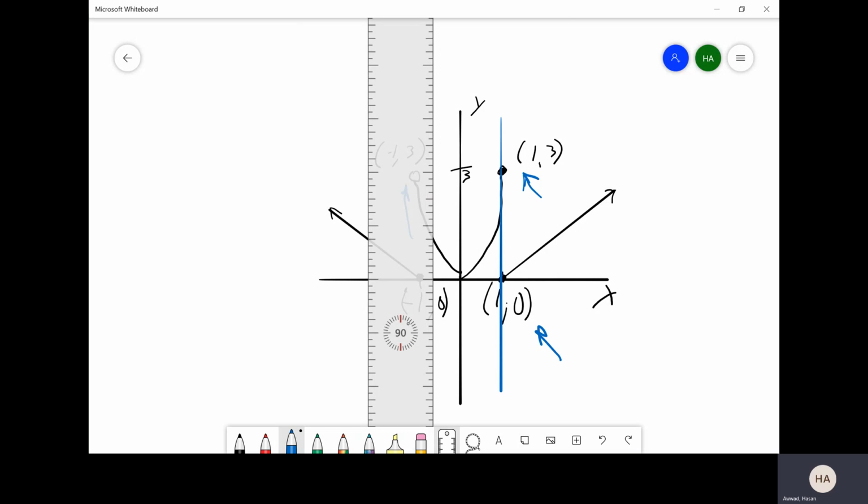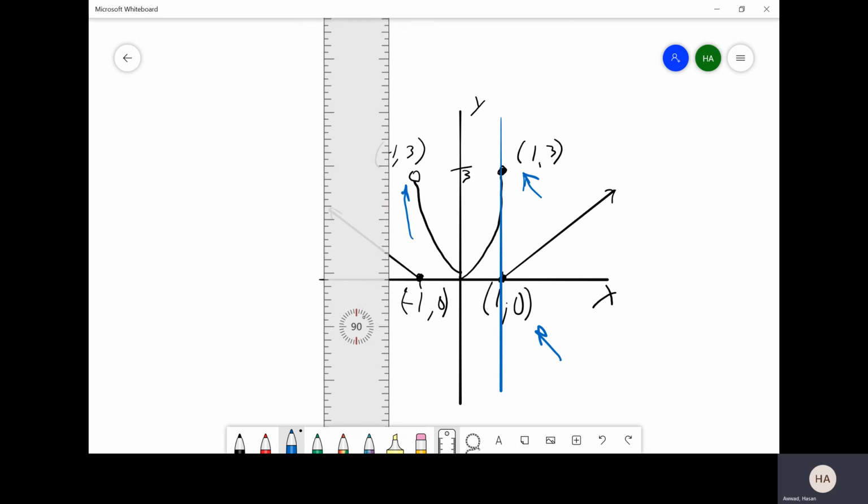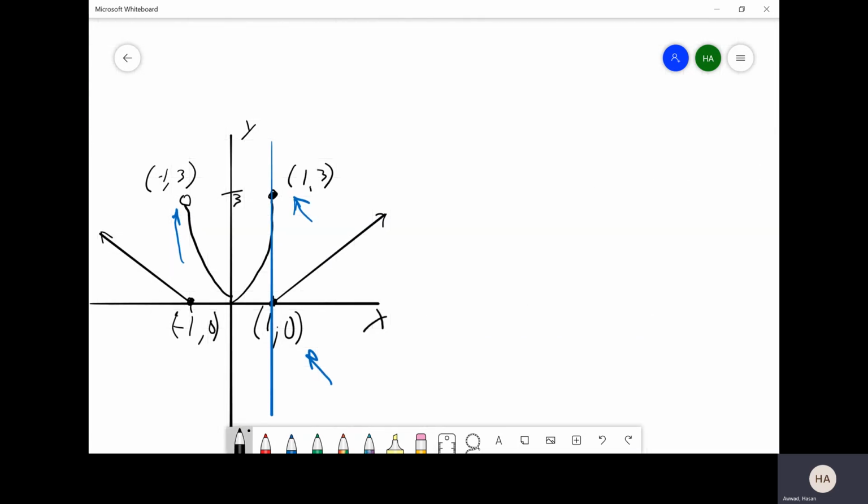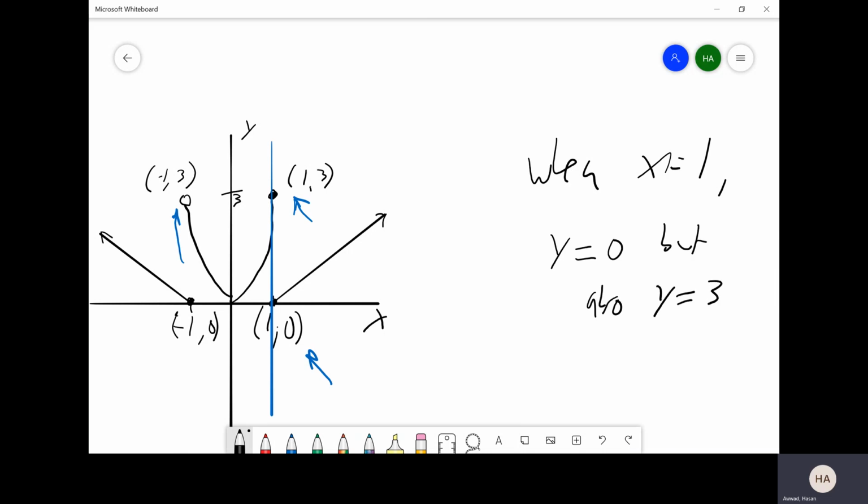All right. So this, again, just really reinstating this, our conflict is occurring when x is equal to 1, because when x is equal to 1, and I'll write this out over here in plain English, when x is equal to 1, we also have y is equal to 0, but also y is equal to 3. So notice that one input is giving two different outputs, so not a function.